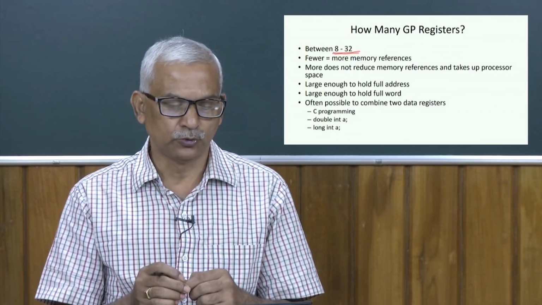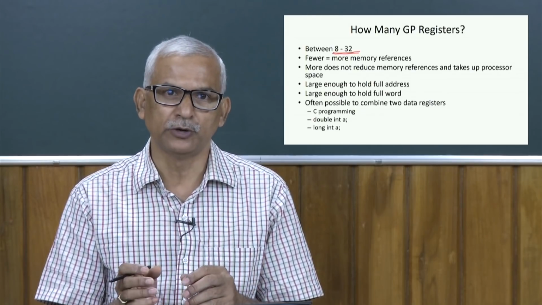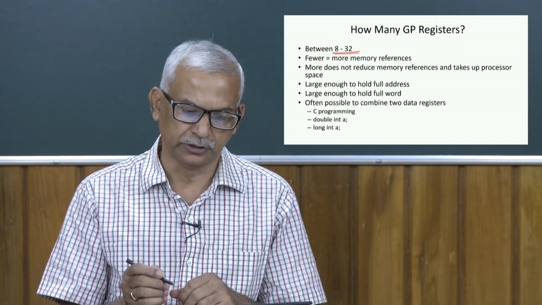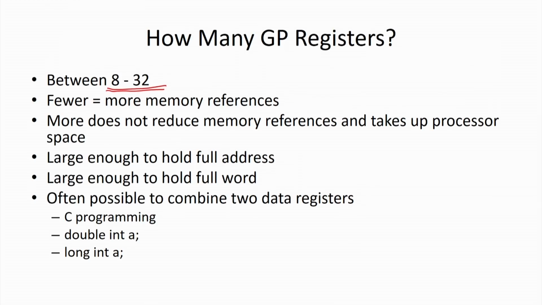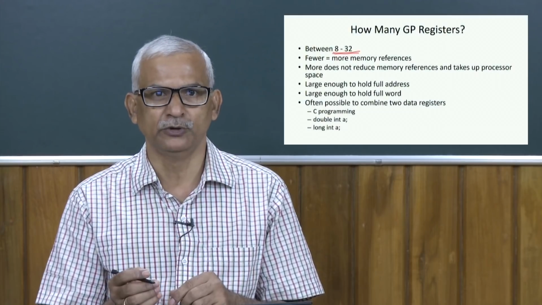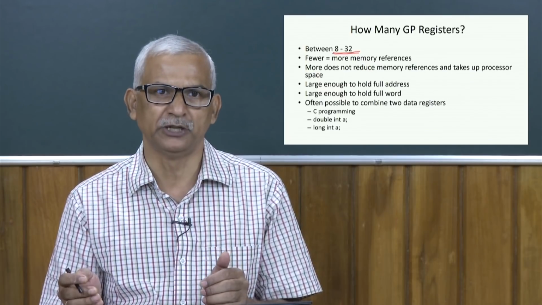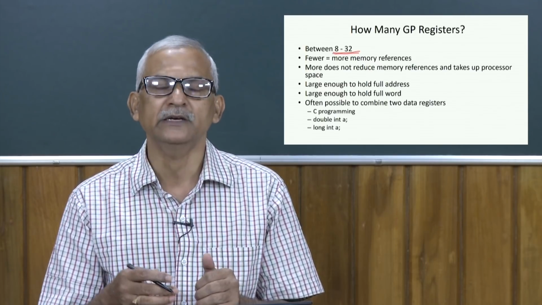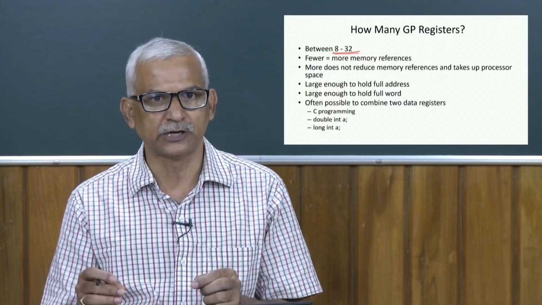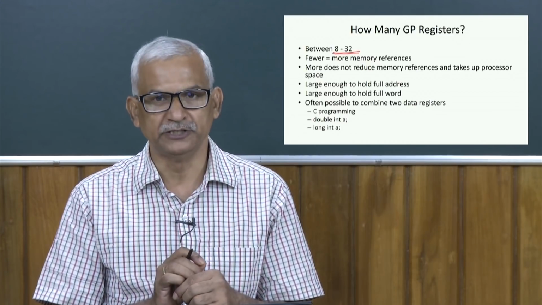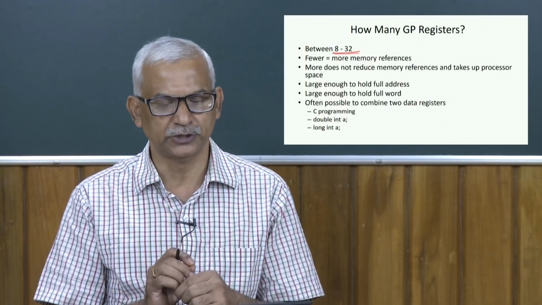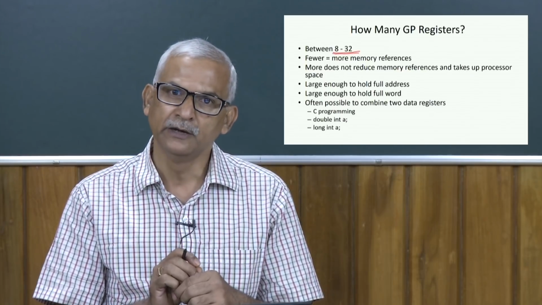Also, it is possible to combine two data registers together to work with more information. Like in C programming, if you are accustomed to the C language, sometimes you use the double integer. Integer is a data type, and we can have a double integer, which increases our range. So in some cases, depending on the processor, we may have to combine two registers together to keep a double integer inside the processor. This provision you also have to provide while designing the processor.